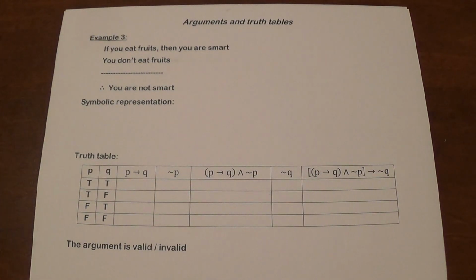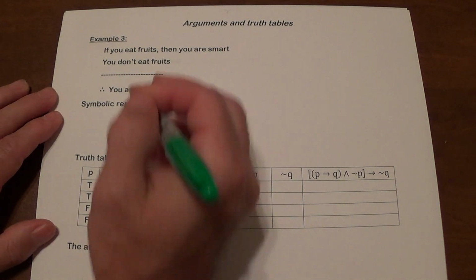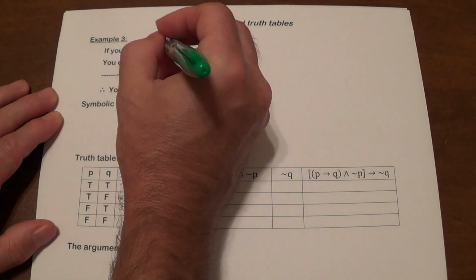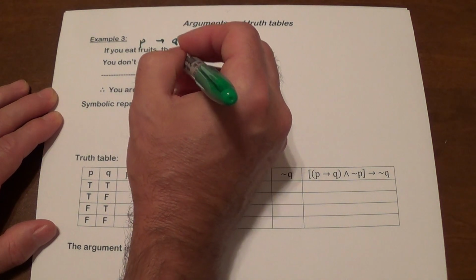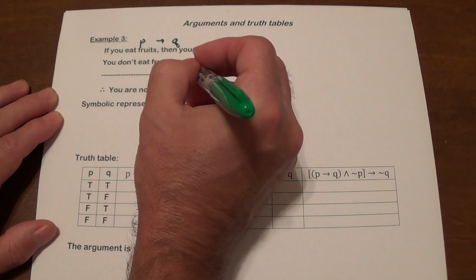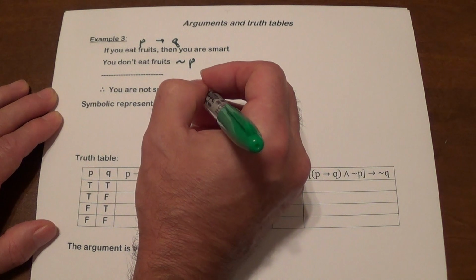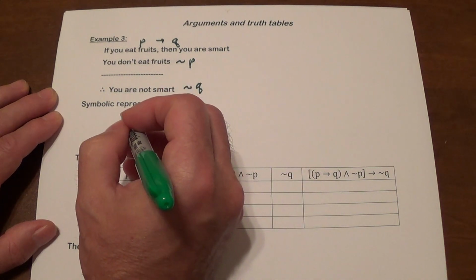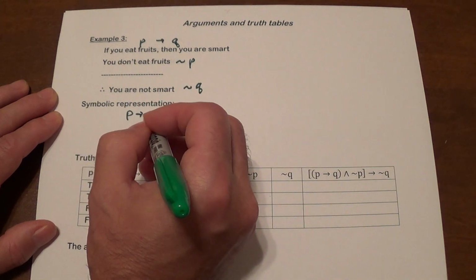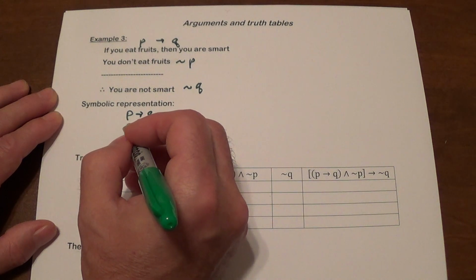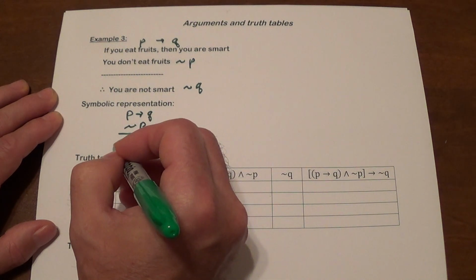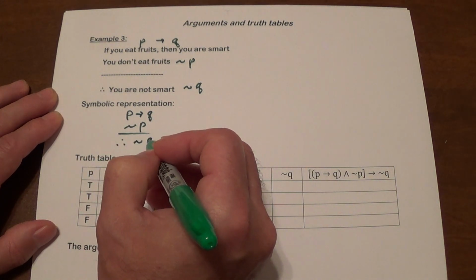If you eat fruit, then you're smart. You don't eat fruits, you're not smart. This here is P implies Q. This here is not P, and this would imply not Q. Symbolically, P implies Q, not P, therefore not Q.